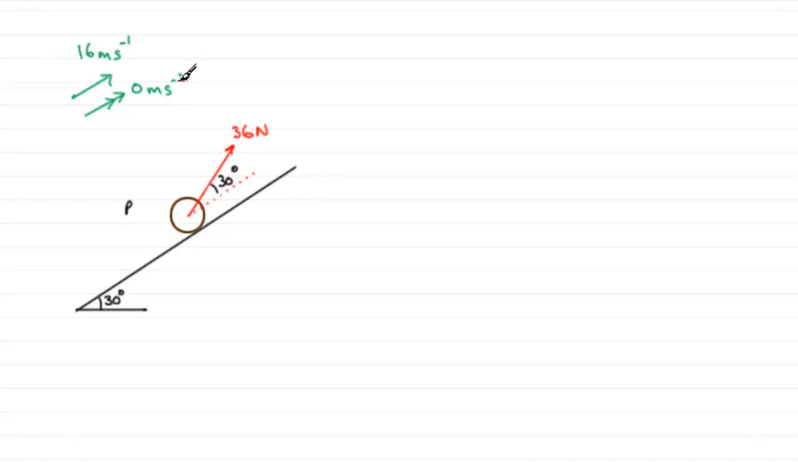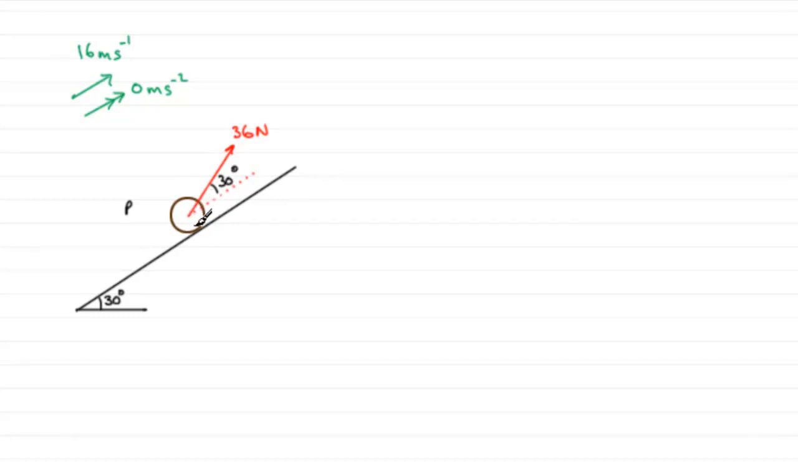And we're also told that it's acted upon by this force of magnitude 36 newtons, which is inclined at an angle of 30 degrees to the slope of the plane. It's going up a rough plane, and the coefficient of friction between P and the plane is mu. And we've got to find the magnitude of the normal reaction between P and the plane.